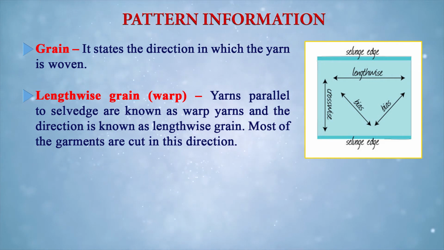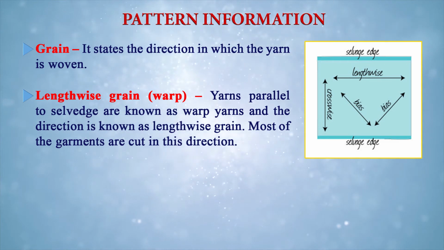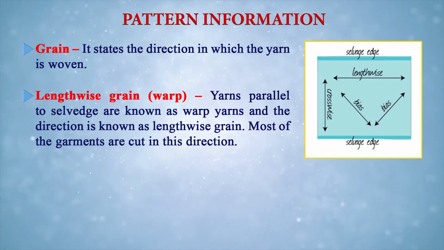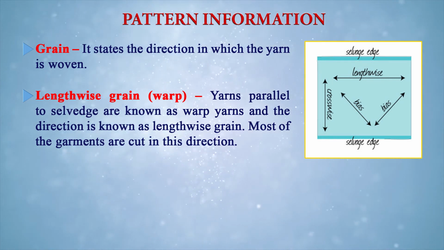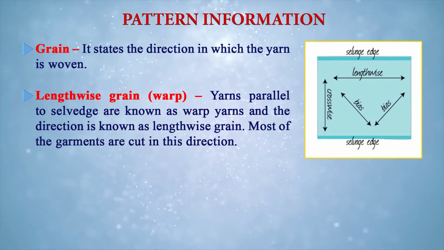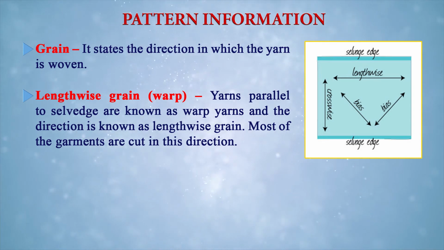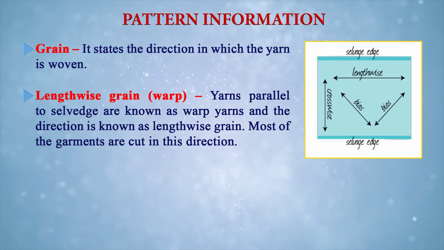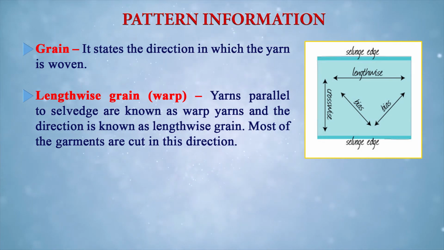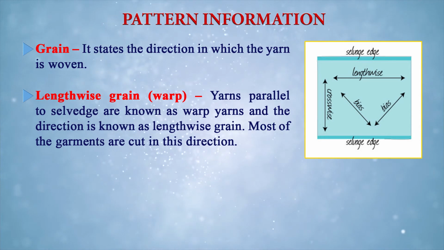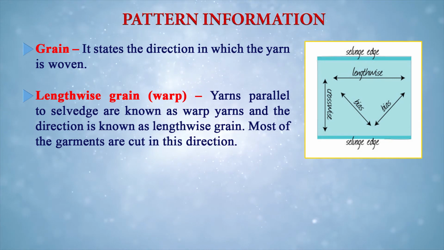Yarn parallel to the selvage. Selvage is the edge of the fabric. If you take a piece of fabric, on one side you see a dark side that looks like an edge of that fabric. Edge is the technical term in designing, and it is called the selvage. So yarns parallel to the selvage are known as warp yarns, and the direction is known as the lengthwise grain. Most garments are cut in the lengthwise grain.